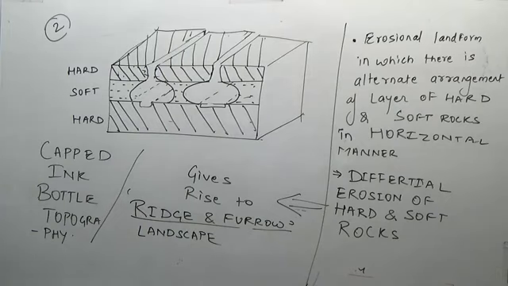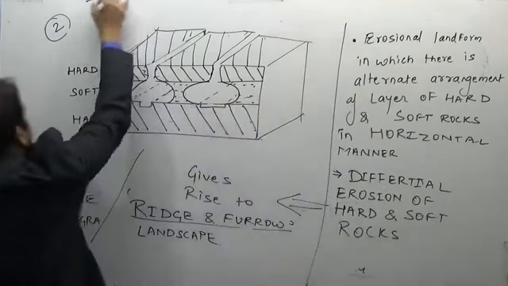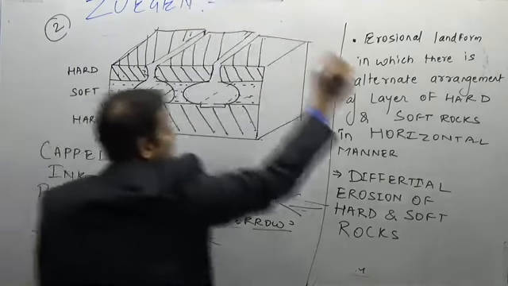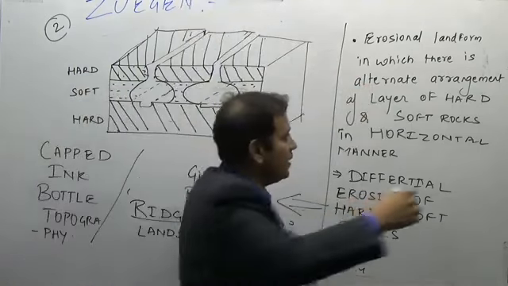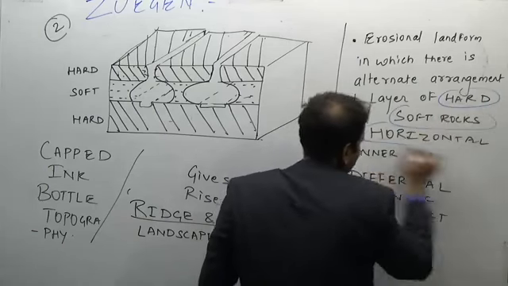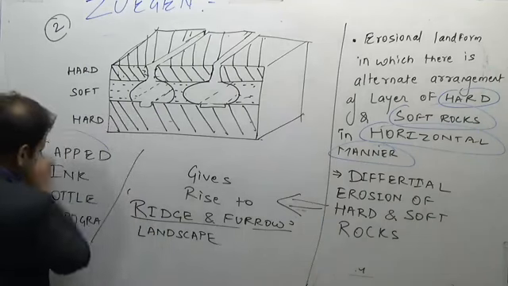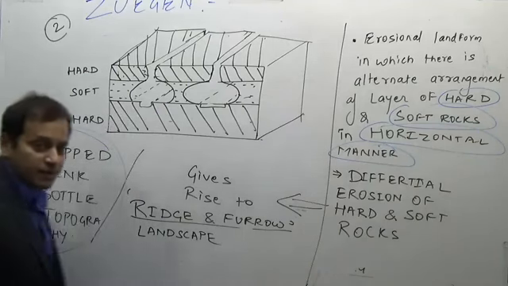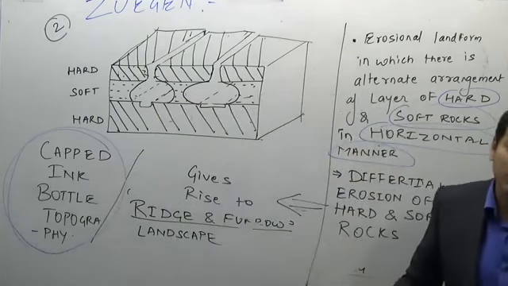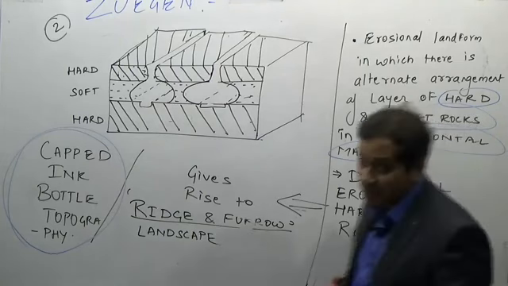So what do you have to remember in Zeugen? Z main line is horizontal, so there is an alternate arrangement of hard and soft rocks in a horizontal manner, which results in capped ink bottle topography. Why? Because there is differential erosion of hard and soft rocks. We have already done that.